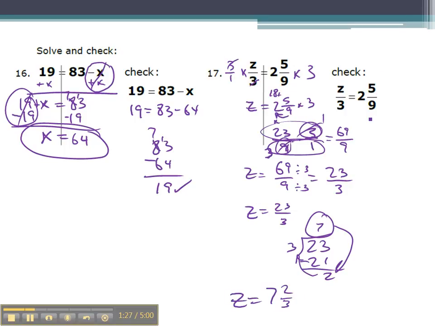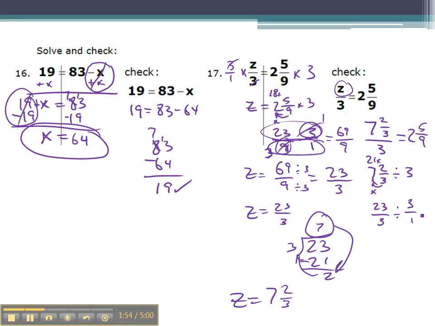We can't circle it yet, we need to check it. I'm going to replace this z with 7 2/3. 7 2/3 over 3 equals 2 5/9. 7 2/3 over 3 is just 7 2/3 divided by 3. And then we need to make these improper fractions. So 3 times 7 is 21, plus 2 is 23 over 3 divided by 3 over 1.